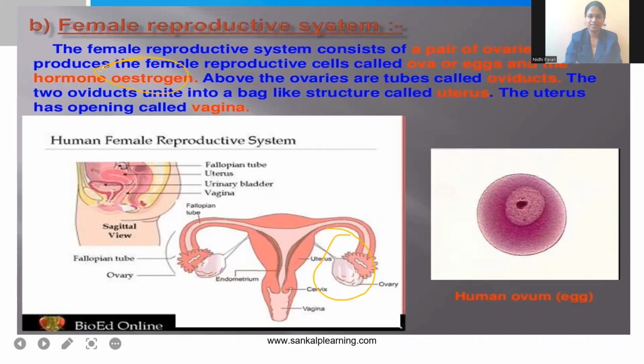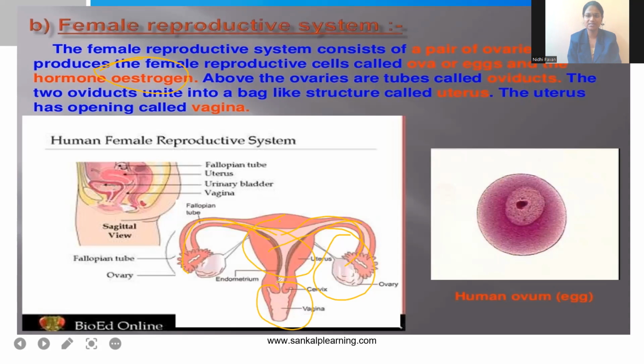Above the ovaries, you can see tube-like structures called fallopian tubes, which bring the ovum to the uterus. The oviducts unite into a bag-like structure which is called the uterus. These two pipes combine at the region called the uterus, and the uterus has an opening which is called the vagina. So this is regarding the female reproductive system.